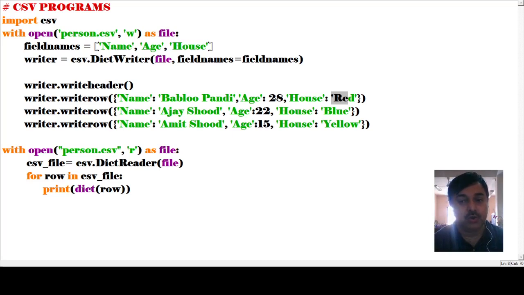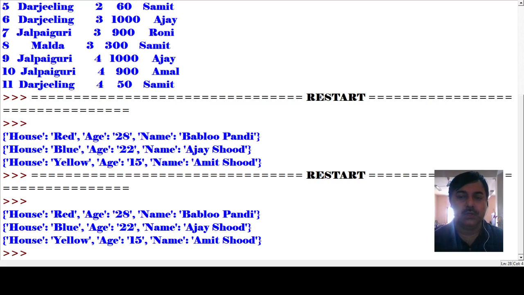Now let us see the output of it. Now see what the particular output is that we have. Okay, this is the output that we can get from here. See here, the house is red, age is 28, and name is given. Okay, bubble. So this is the way we can create the particular structures and make them work in this particular pattern.